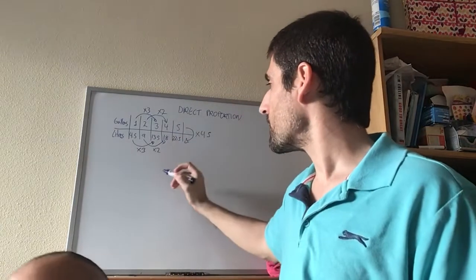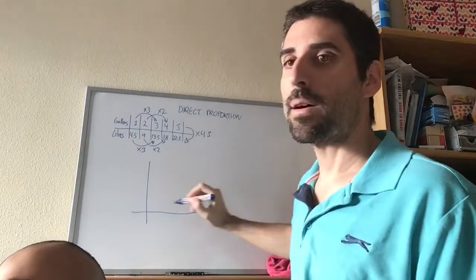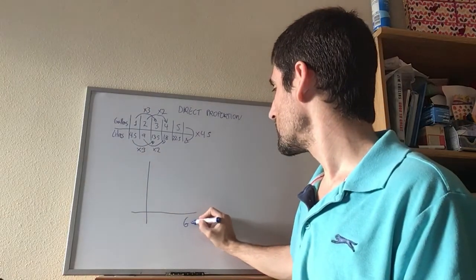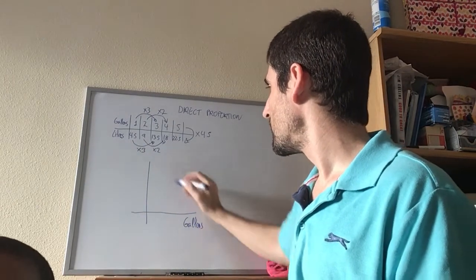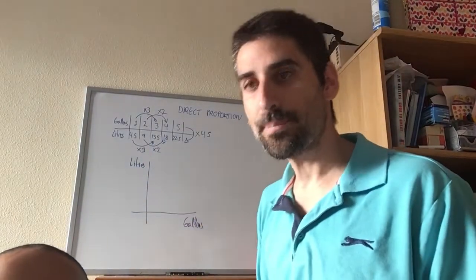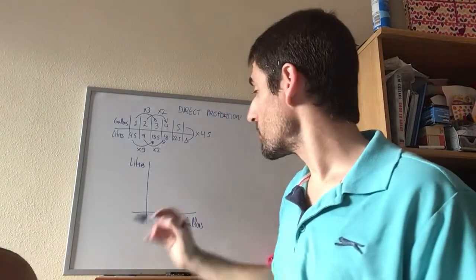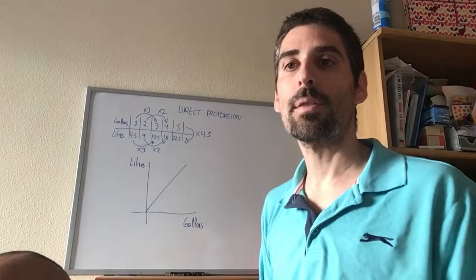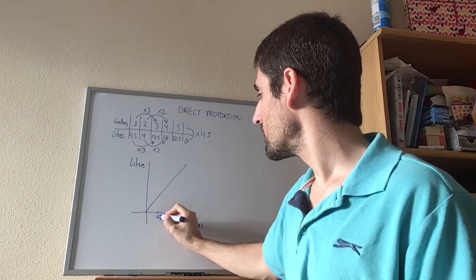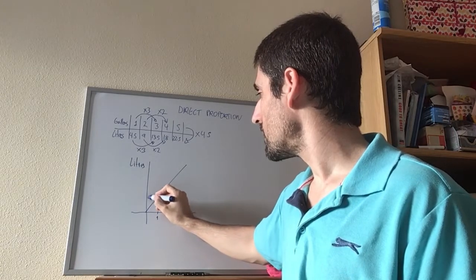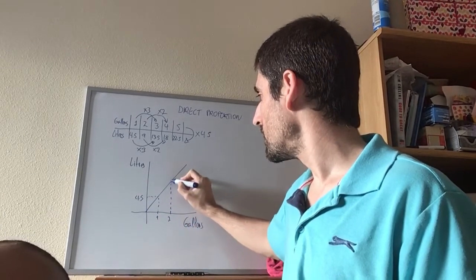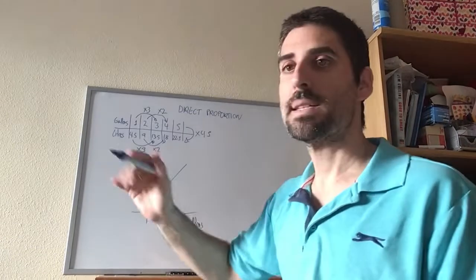And then what does that look like? If I put it on a graph, that's gallons, and that is liters. So typically the first row is the one that goes on the x-axis. Okay, the graph is always going to look like a straight line going through the origin, like that, okay? And here I will have 1, and that'll be 4.5, and here I will have 2, and that'll be 9, etc., etc.